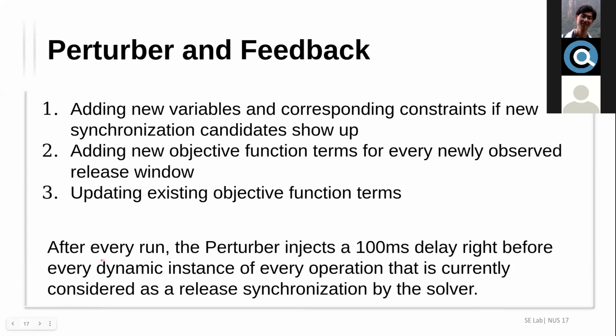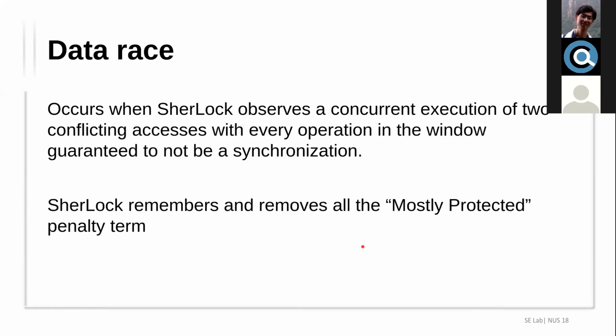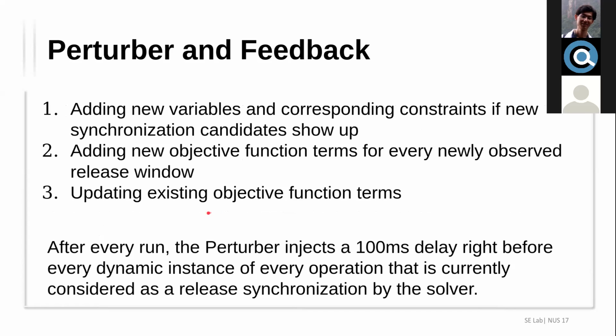Like I just mentioned, every run the perturber will inject a 100 millisecond delay right before the dynamic instance of what is considered a release synchronization. Right, so there can be a case where, maybe let me finish, and I will give my comments. Okay, keep going on. Let me finish with the next race and I will give some comments.